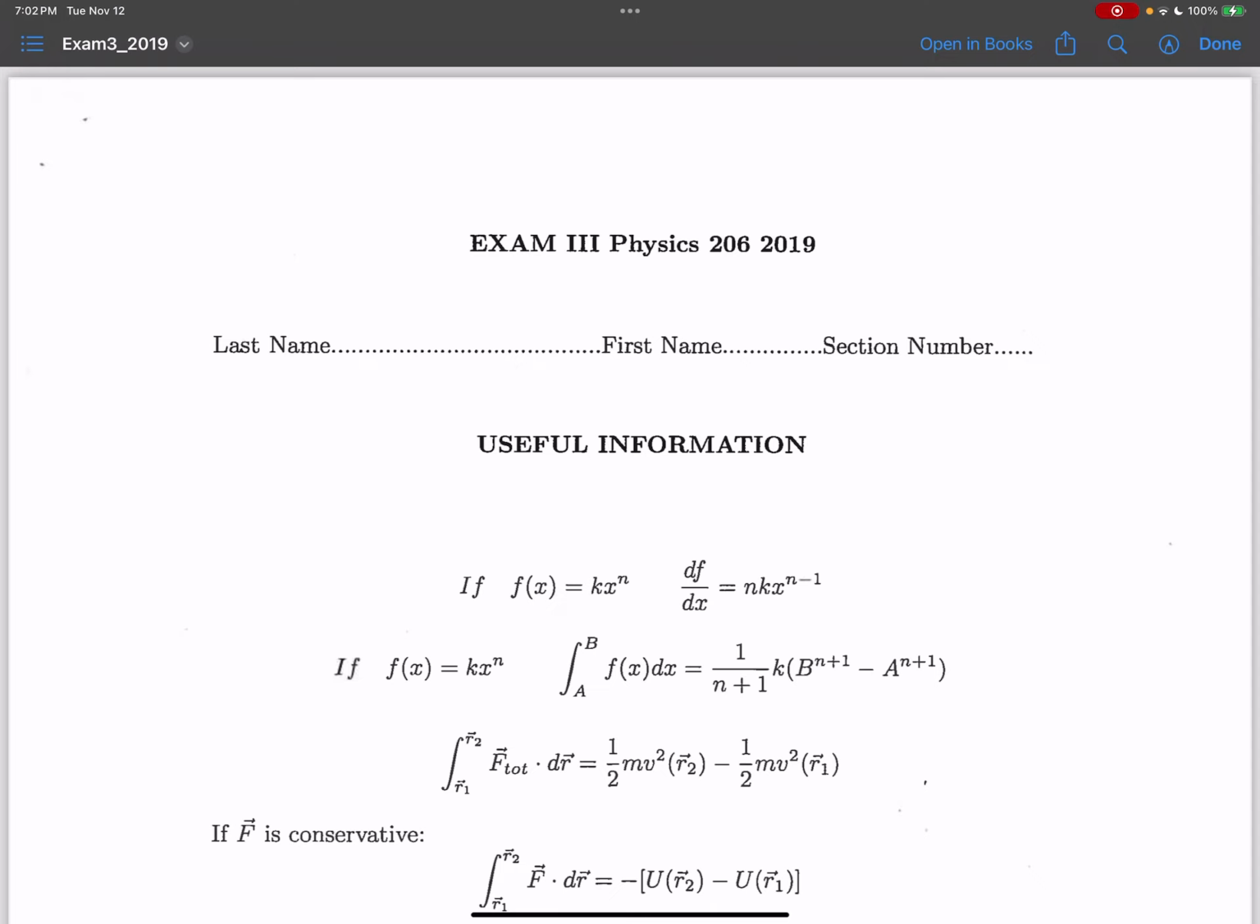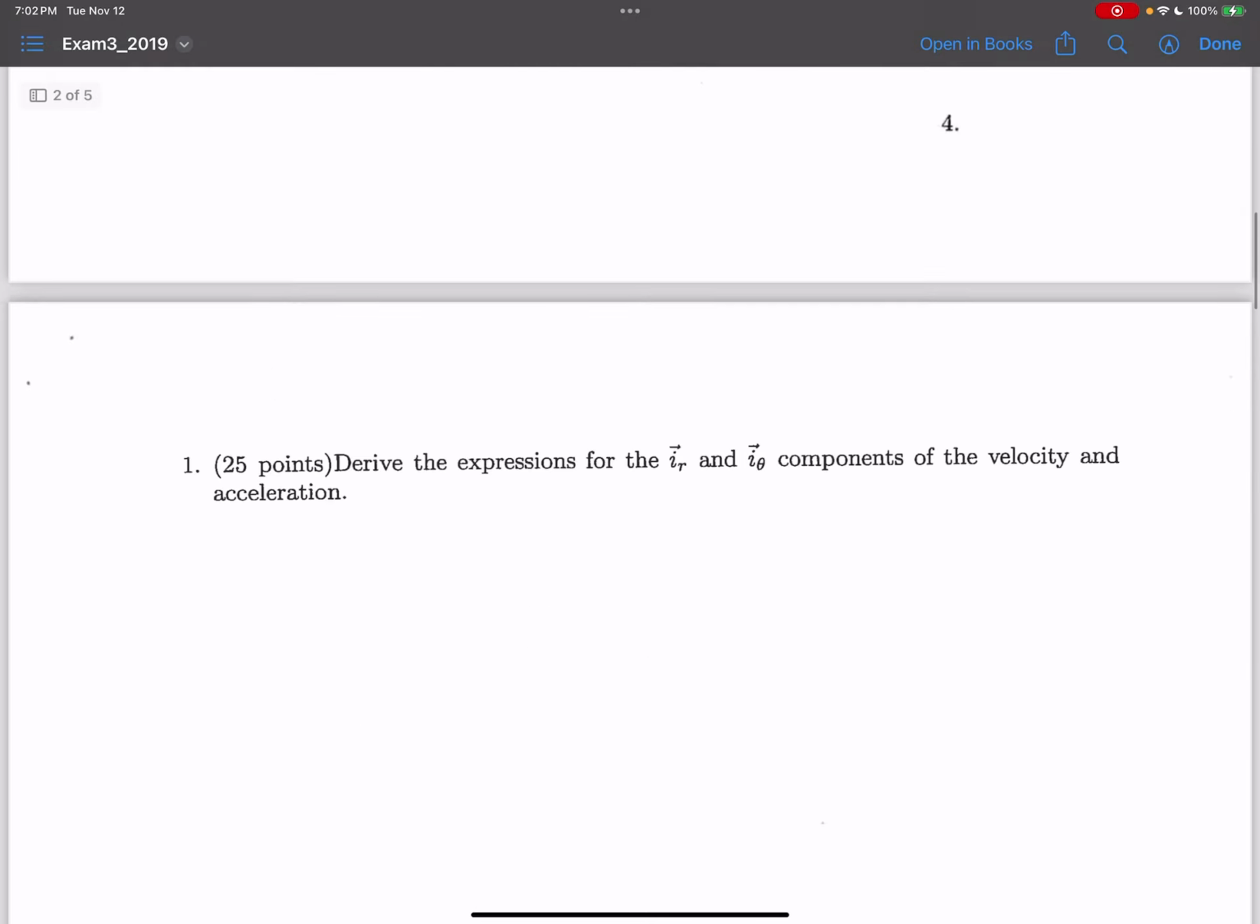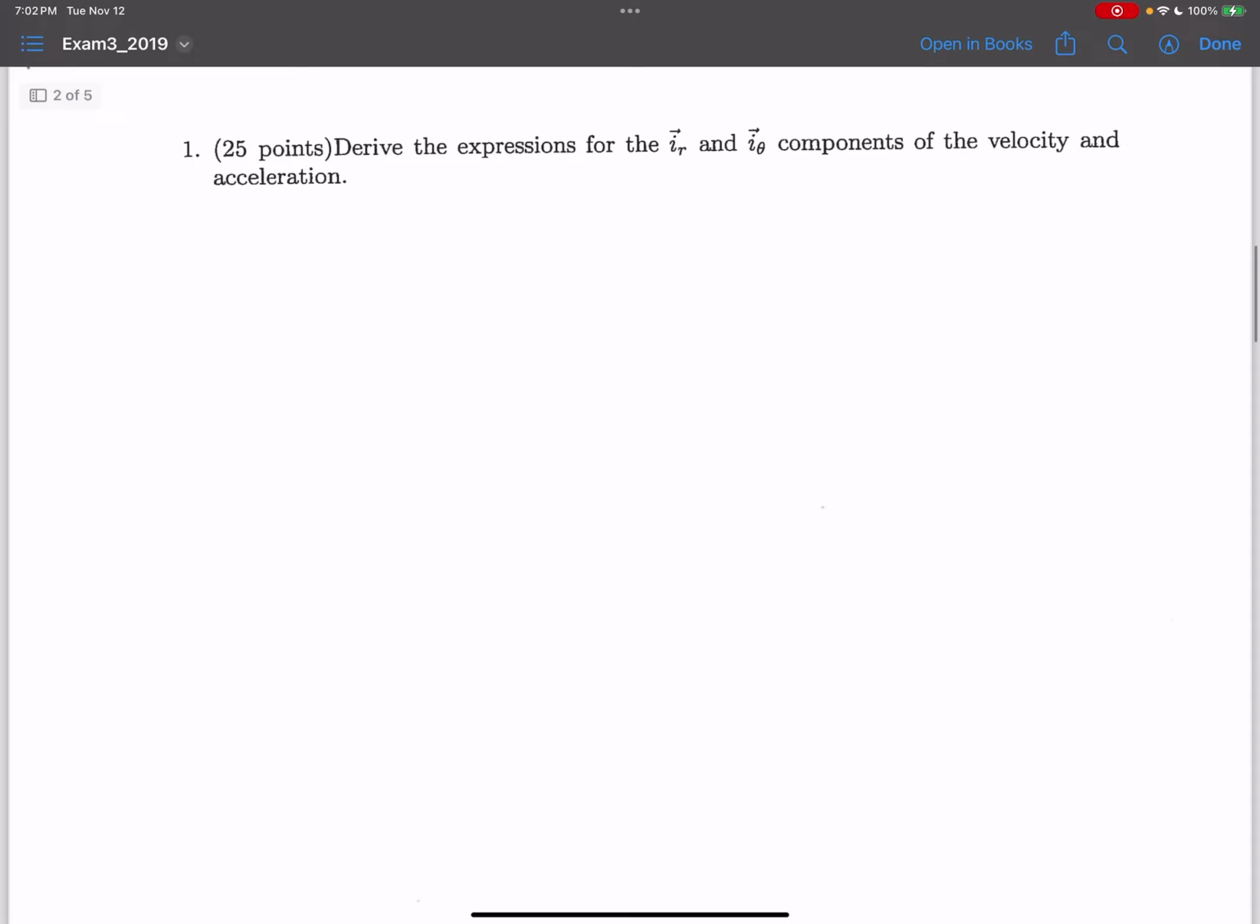We're going to do exam 3 for Physics 206 from 2019. As we all know, the first question on this exam is going to be deriving the expressions for i_r and i_theta. This isn't too complicated in most cases.